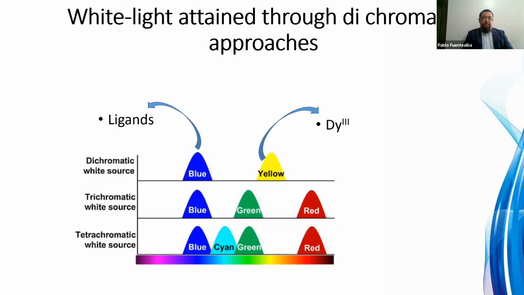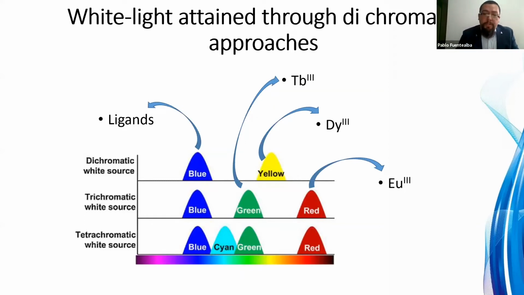Actually, we have obtained this in a very precise way, but the quantum efficiency of these complexes was a little bit low. So we're working now on the next step, which will be the trichromatic approach, where you now need 3 light sources to produce the white light. You need blue, which can again be the ligand, and now a green emitter and a red emitter. And here is where the work that I will show now comes in, based on terbium 3 cations, which are the green emitters. And we are working on the europium 3 cations, which will be the red emitters.